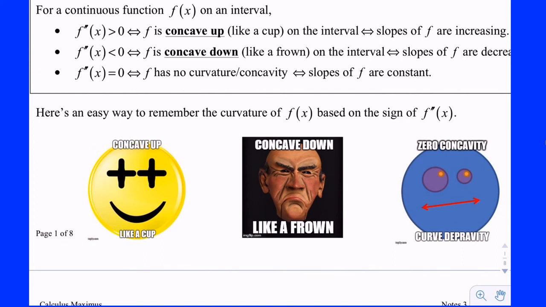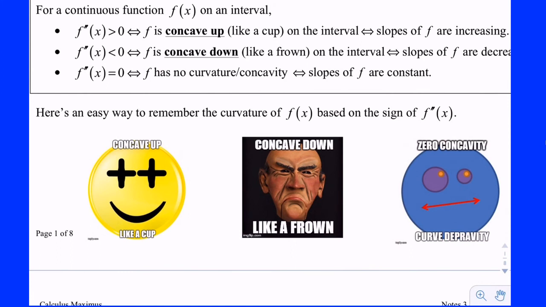Concave down like a frown is when the second derivative is what? Positive or negative? Negative. And notice Walter is squinting, so his eyes are kind of beady like negative signs. So negative second derivative, concave down like a frown. Positive second derivative, concave up like a cup. Saucers for eyes, 0.